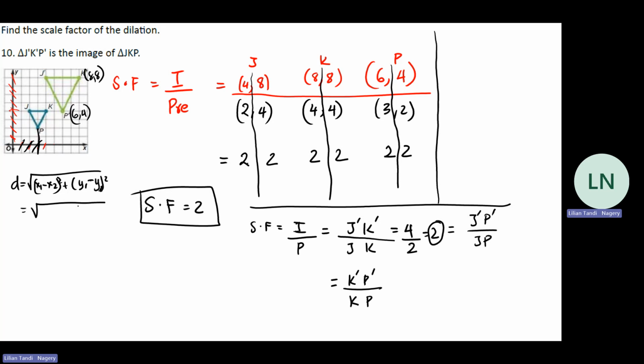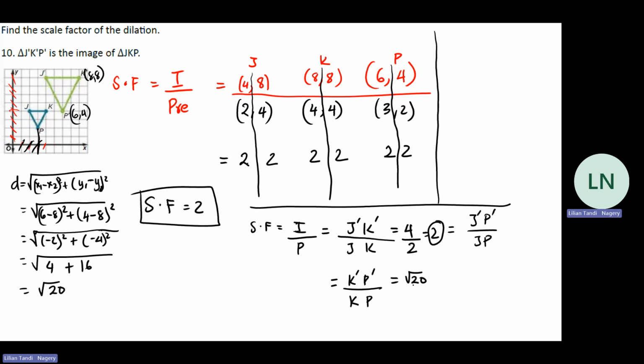Okay, so that gives me 6 minus 8 squared plus 4 minus 8 squared. That gives me negative 2 squared plus negative 4 squared. That gives me 4 plus 16, which gives me the square root of 20. So that is who? KP. KP is the square root of 20.